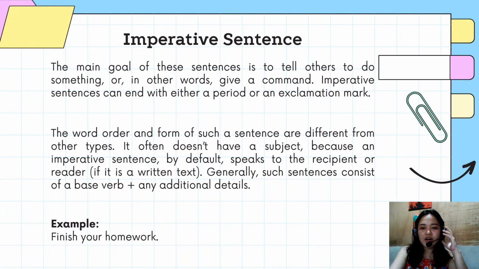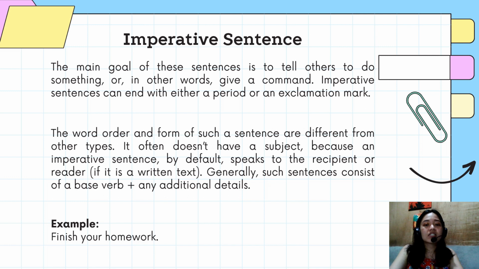Okay, so we are now down to the third type of sentence, which is the imperative sentence. The main goal of these sentences is to tell others to do something, or in other words, give a command. Imperative sentences can end with either a period or an exclamation mark. So remember the rule, it can either end with a period or an exclamation mark. The word order and form of such a sentence are different from the other types.